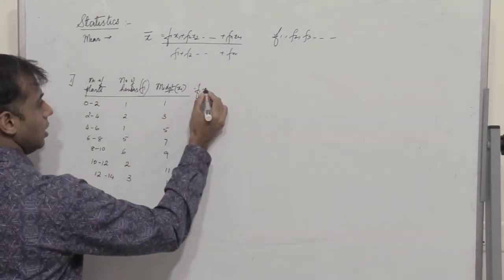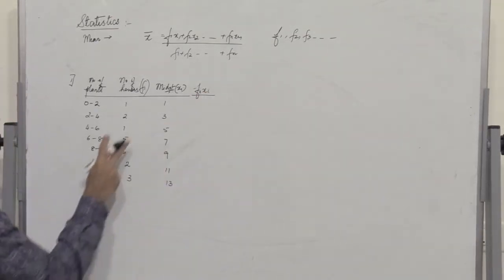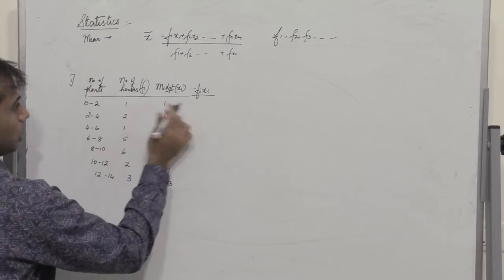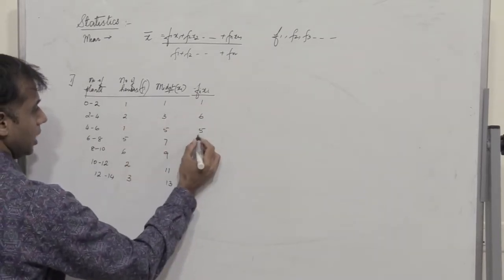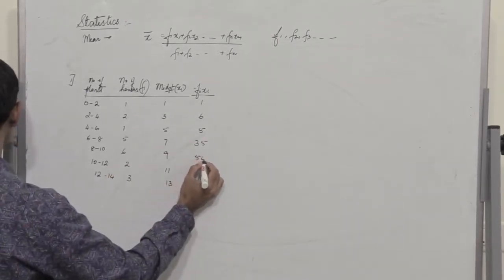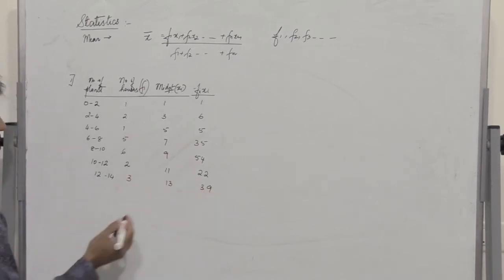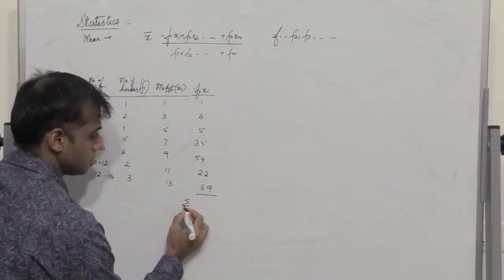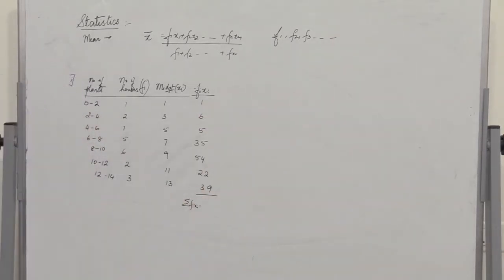and then we find the observations Fi into xi, right? So we need to multiply these two. So 1 into 1 is 1, 3 into 2 is 6, 5 into 1 is 5, 35, 9 into 6 is 54, and then we get 22 and 39. Find the sum, that is summation Fi xi. We need to add up. So when we add all of them, we get 162.